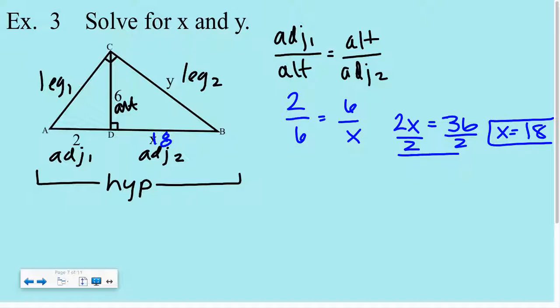Kaden, the next proportion down, what's it say? Adjacent L1 over L1 equals L1 over hypotenuse. Okay, would we want to use that one here? Why not? We need to find Y. And what's Y representing? Good, so give me the proportion I should use for Y then, Kaden. Adjacent L2 over L2 equals L2 over hypotenuse. Good.